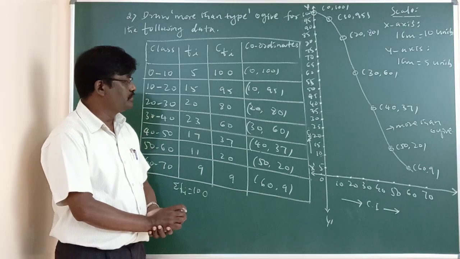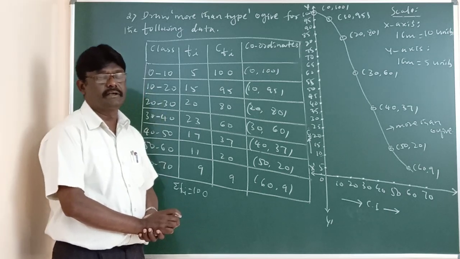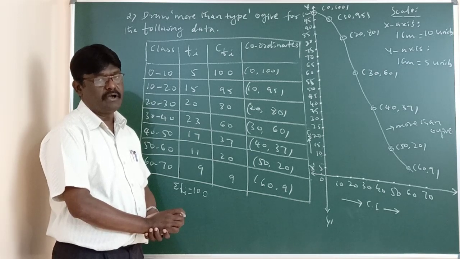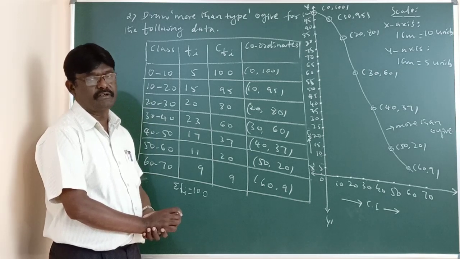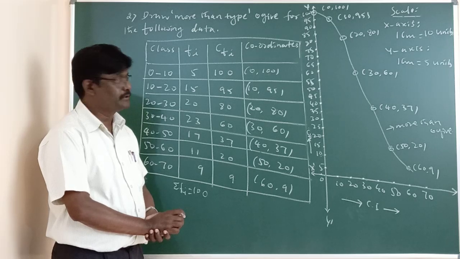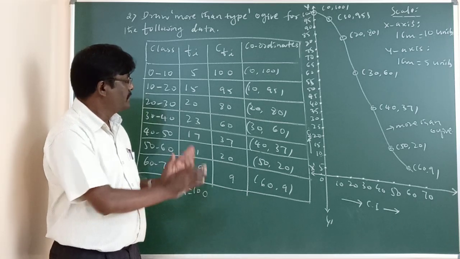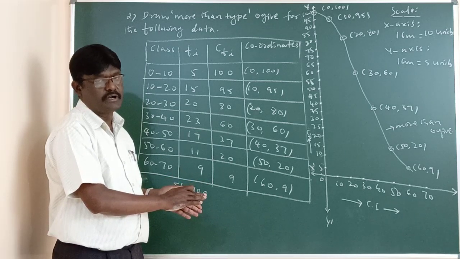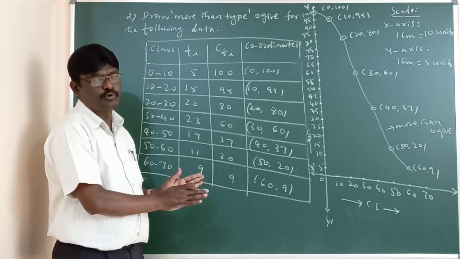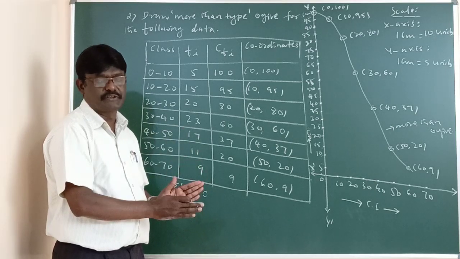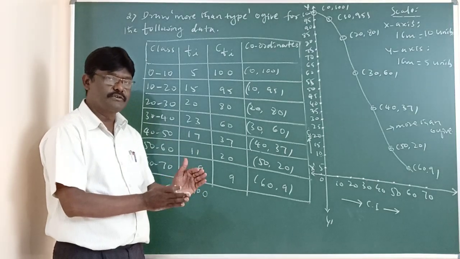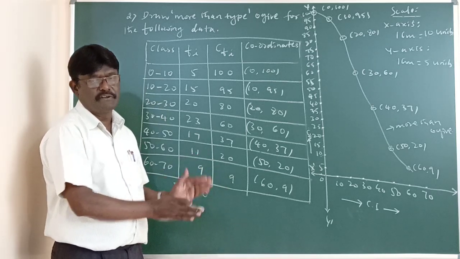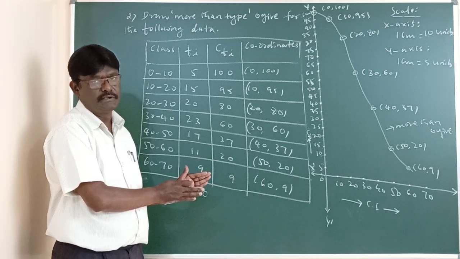Okay, children. So now, according to the given data, if it is less than type, take the upper limit. If it is more than type, take the lower limit. Then what are the applications, and so on? At our high school level, we don't have many applications. Here we only have to learn to draw the graph for some frequency distributions.